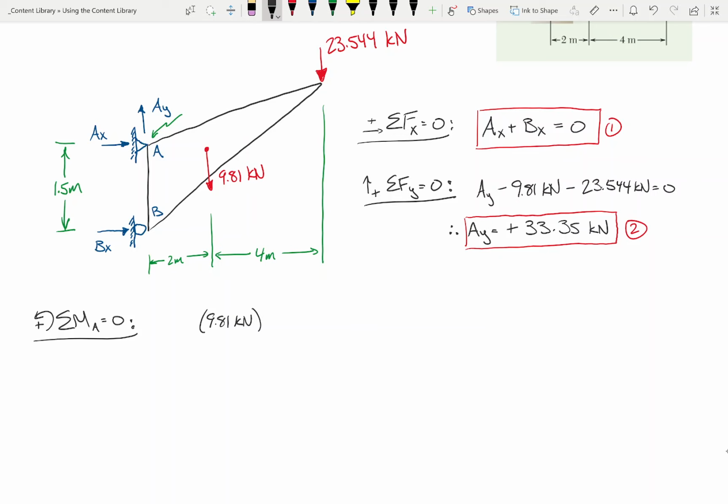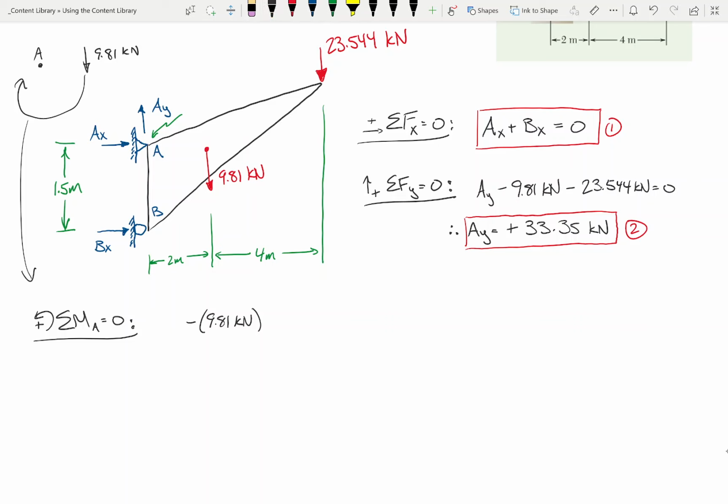The first question is, does it cause a rotation at A? And the answer is yes. If I keep my finger fixed at A and I apply this 9.81 kilonewtons, it wants to rotate A in a clockwise fashion. So for example, if this is point A, this is the 9.81 kilonewtons, it's wanting to rotate it like that. That is a negative rotation because I've assumed counterclockwise rotations are positive, and this is going to be clockwise. So we'll make that negative.